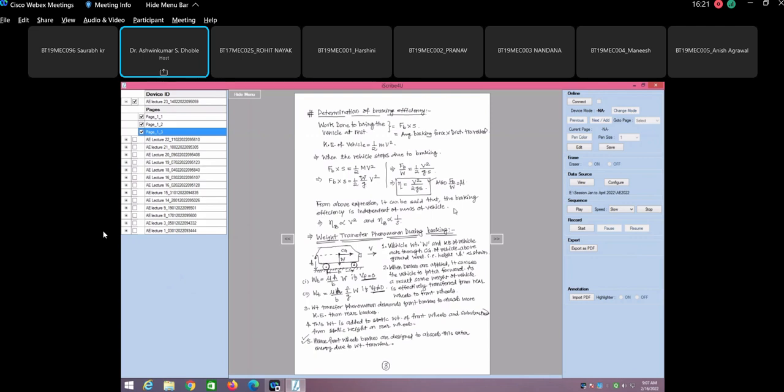So we have seen that the braking efficiency is proportional to v square, and it is inversely proportional to the distance. That means if the braking efficiency is less, the distance is more. If the distance is less, braking efficiency will be more. Okay. So now we discuss the weight transfer phenomena as well.